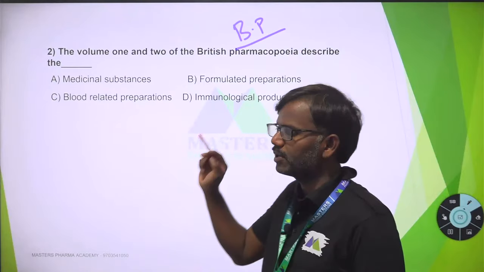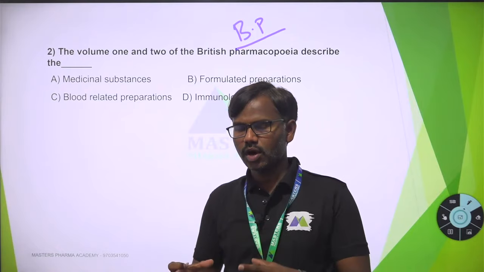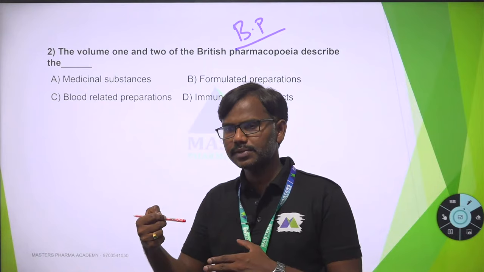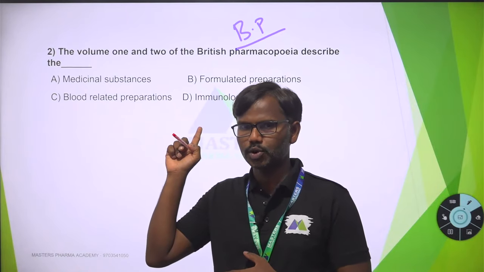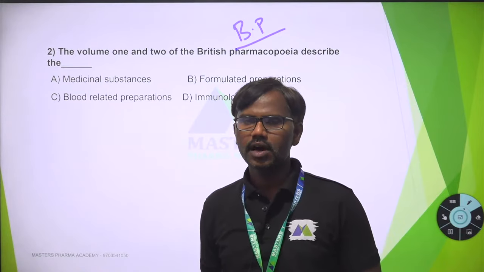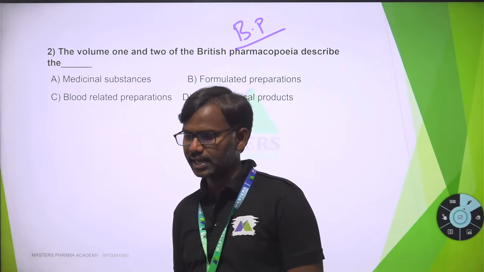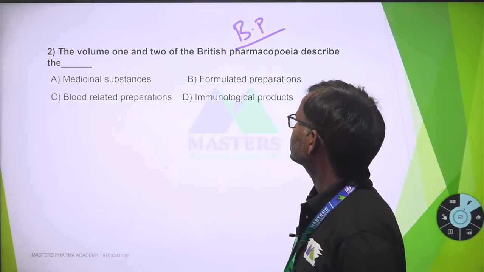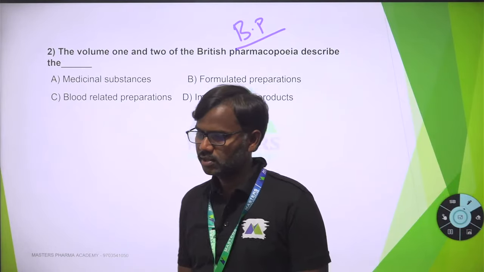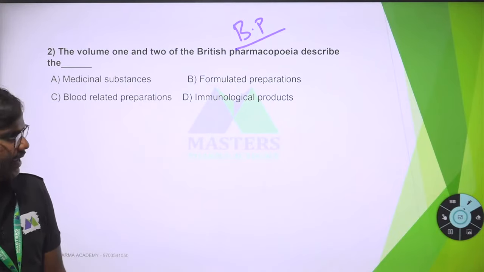This is very, very important because India was ruled by the British people. Before IP came into the picture, we followed BP, that is British Pharmacopoeia. You must remember each and every point about BP: what it explains, what kind of products it describes. Medicinal substances, formulated preparations, blood-related preparations, and immunological products. Somebody said B, somebody said A.